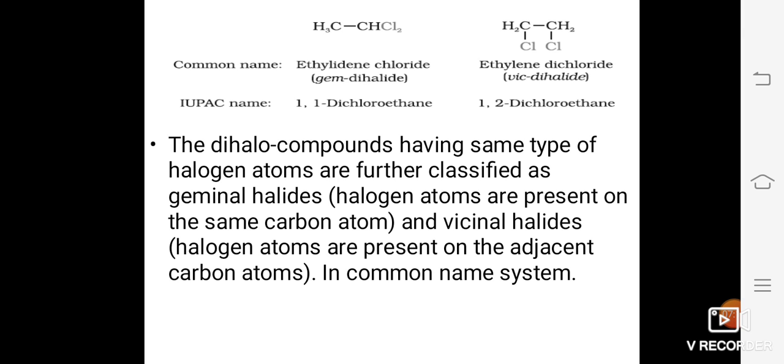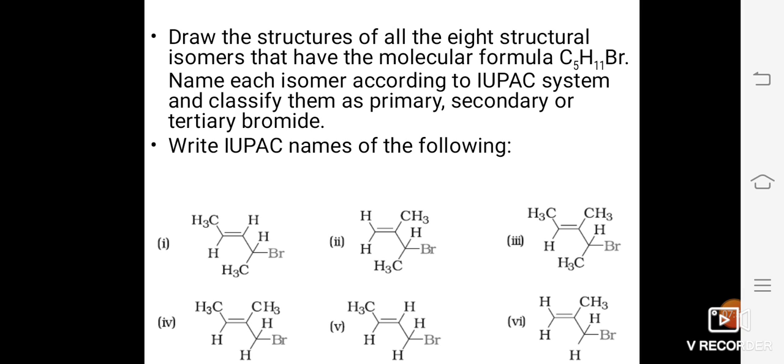Vicinal halides are those where we find two halogen atoms attached to two different carbon atoms. I repeat, two halogen atoms are attached to two different carbon atoms. Thus, they are called vicinal. Vicinal means next to next in the common naming system. But the IUPAC naming is 1,1-dichloroethane, and the other one is 1,2-dichloroethane. Then we have the next slide.